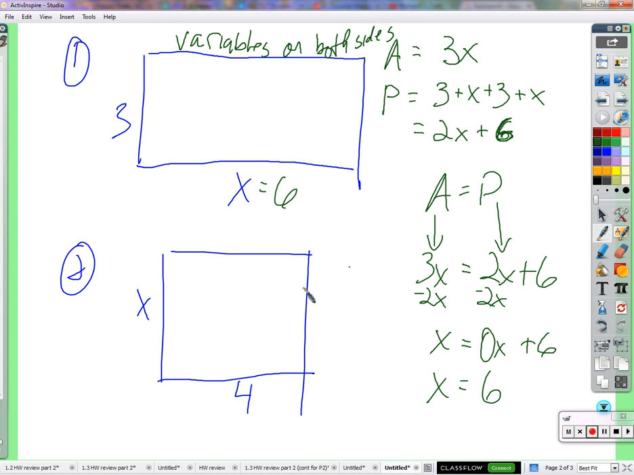What's the area of this rectangle? 18. What's the perimeter of this rectangle? 18, because the area and perimeter are the same. So you could just automatically know that the perimeter is also 18. But you could also add it up. 3 plus 6 is 9, plus 3 and another 6. That's 9 plus 9. That's 18.